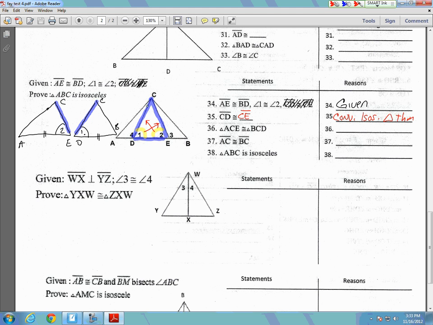So now, CD is this segment here, CE is this segment here. So now I do know that those two triangles, ACE and triangle BCD, are congruent by side angle side. And now if that's the case, then AC, that segment there, and CB or BC, that segment there, are corresponding parts. So CPCTC, they're congruent. And now if I were to highlight those segments over here, here's AC, here's CB. We just said that those are congruent. Well, then that's going to make that whole triangle ABC an isosceles triangle, by the definition of isosceles triangles.